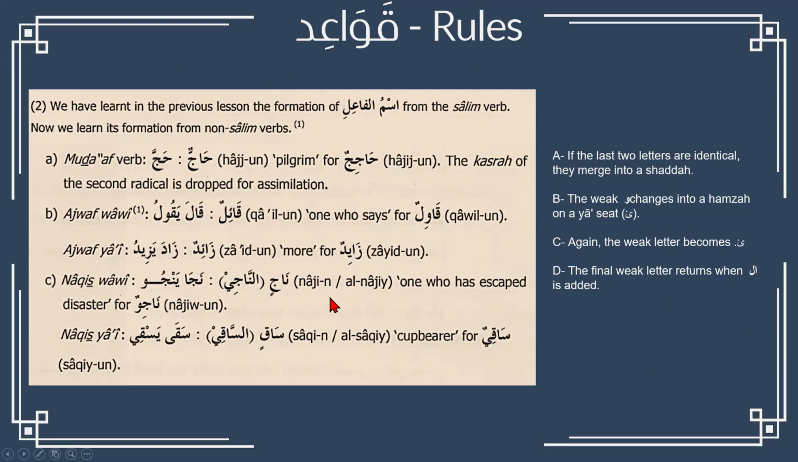If you actually add an al, by the way, it will become an-naji, but without al, you'll simply make it najin, the one who escaped the disaster. The real way to say it was najiwun, but you cannot pronounce it correctly, so you'll simply say najin. And then naqis ya'i is basically the same thing, but for ya, meaning that the last letter is a ya. So saqa yasqi will become saqin. Instead of saying saqiyun, you'll simply say saqin. As simple as that.